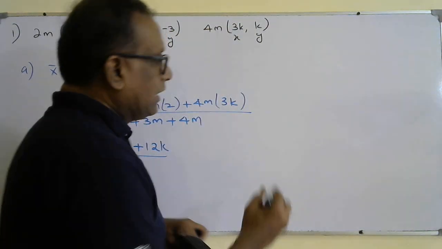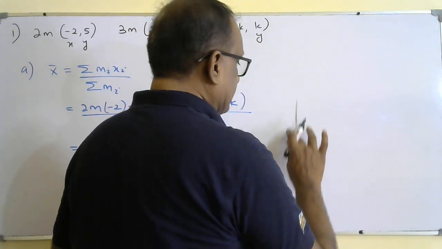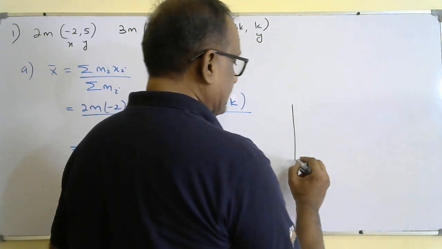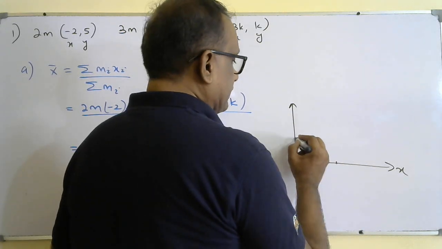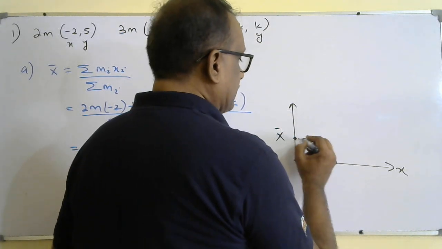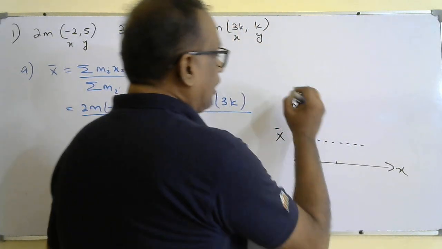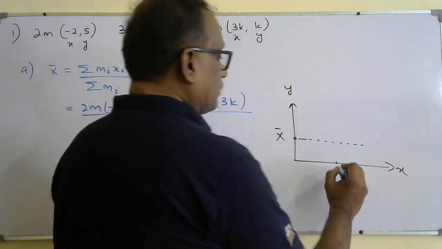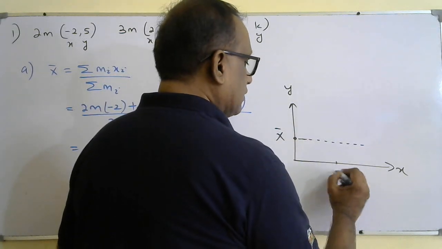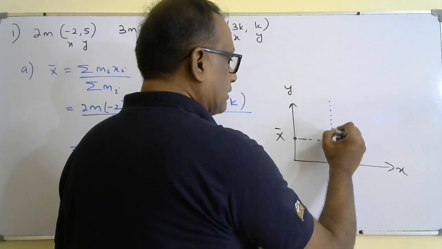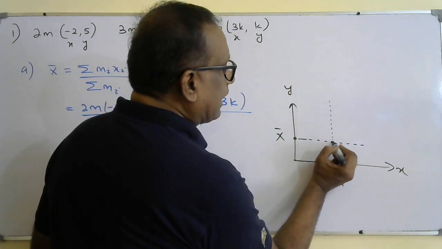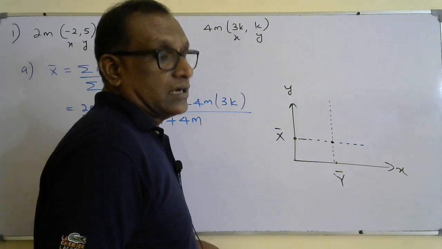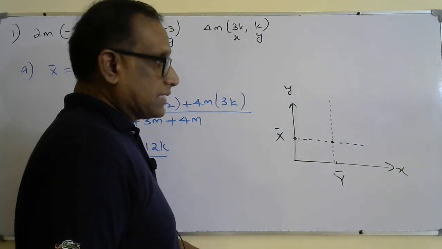Say for example, these are the x and y axes, Cartesian coordinates. This is the x bar line. Along this line, the center of mass will be at one point. This is the y bar, that means this line is the y bar. The center of mass is somewhere on this y bar line. Where the 2 lines cut, that's going to be the actual center of mass.